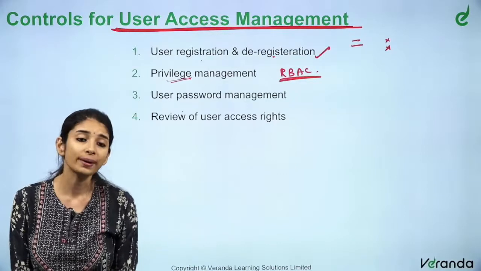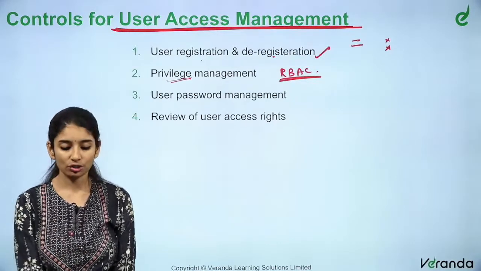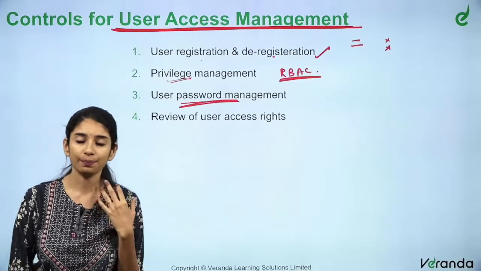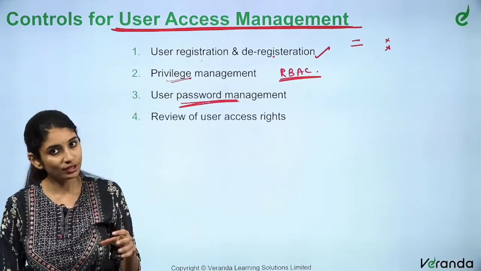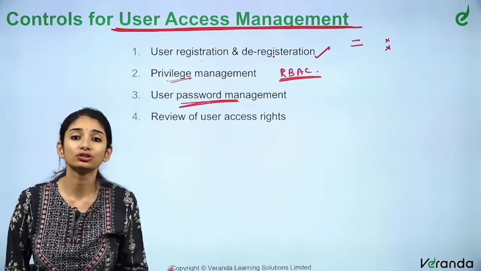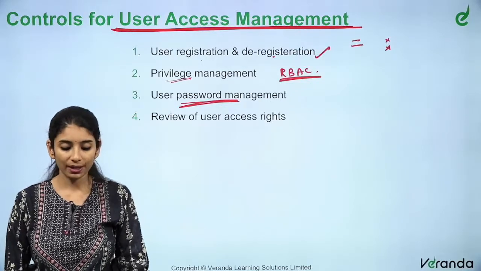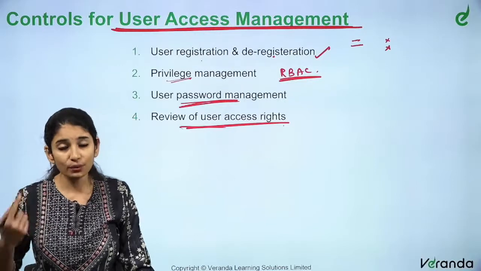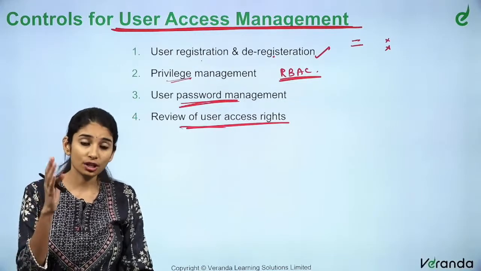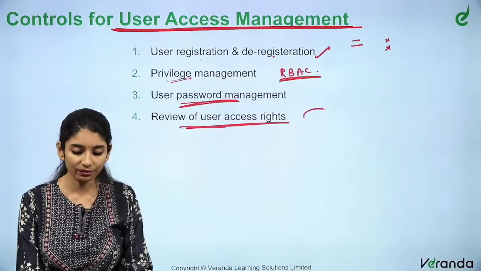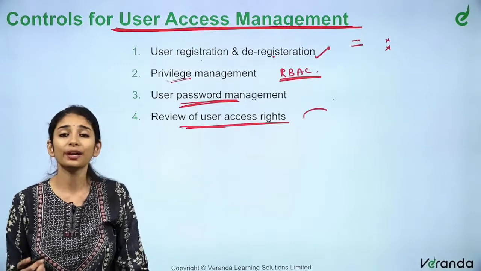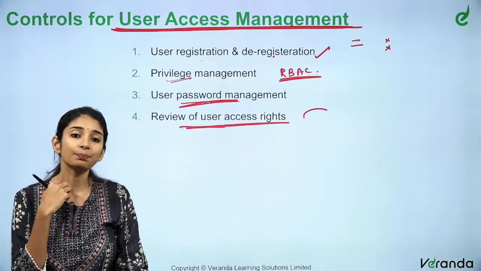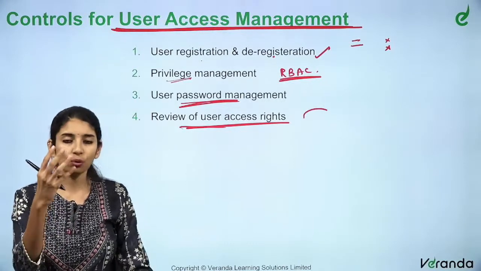User password management. When I say password management here, I need to have strong rules, such as the password needs to be changed once every 3 months, and it needs to be a strong password. Then, review of user access rights. Continuously you have to review the user rights; in case someone is moving from one department to another, you need to make sure that the access rights have changed. So, very simple, user access management, 4 easy points.